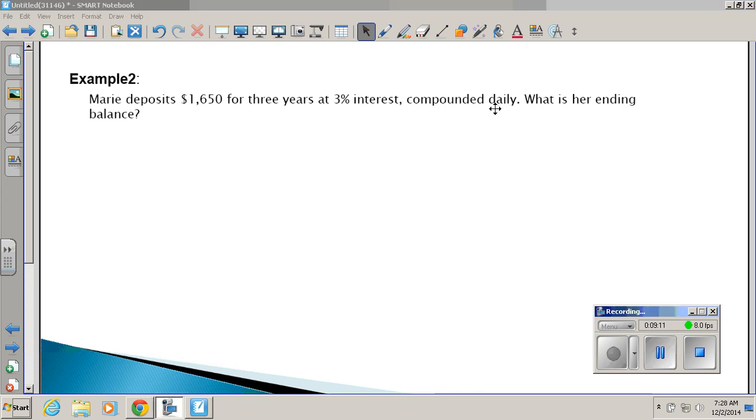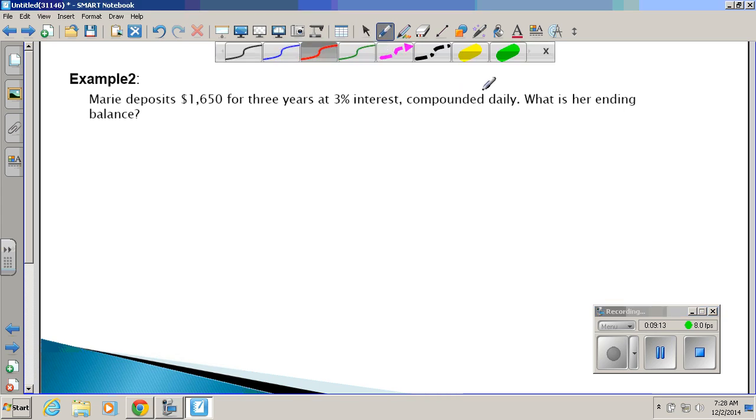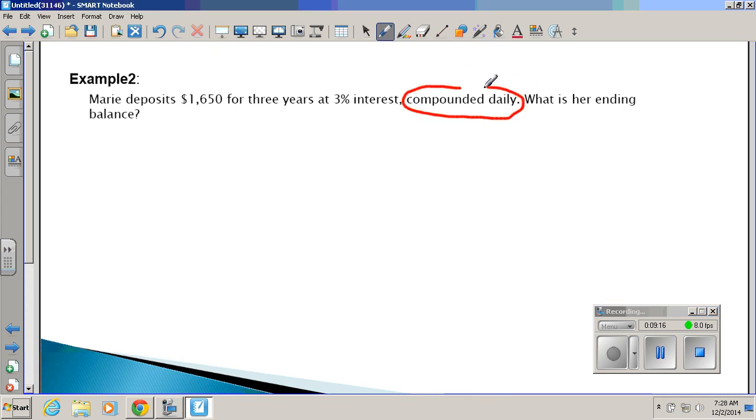Okay, so I see compounded daily, so this is going to be a compound interest formula. So my balance, what's our ending balance, because we need to define it as B, is going to be my principal times 1 plus my rate over the number of times per year it's compounded, all to the power of the number of times per year times the number of years.